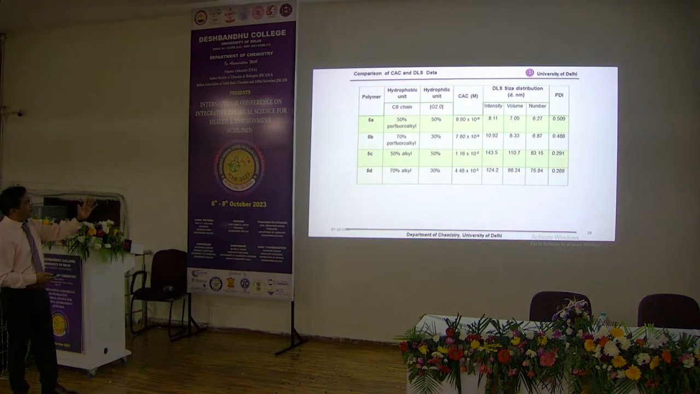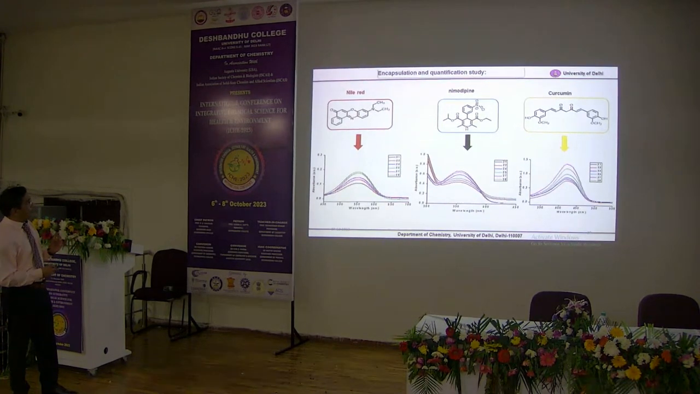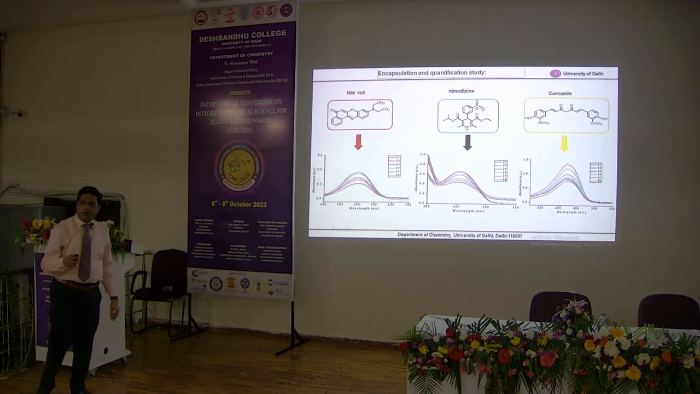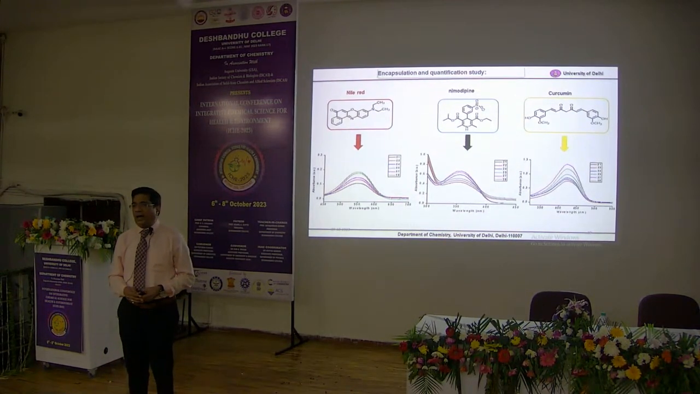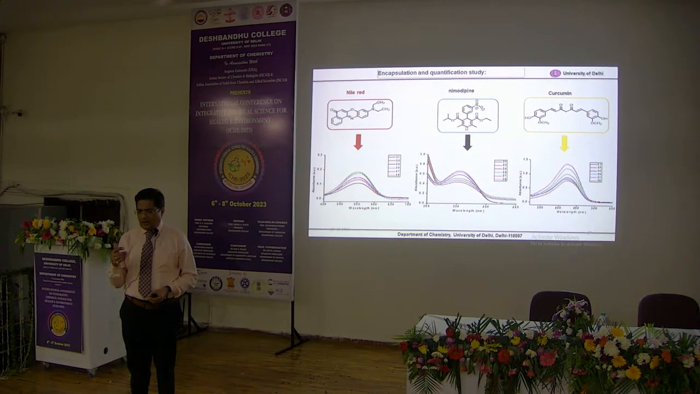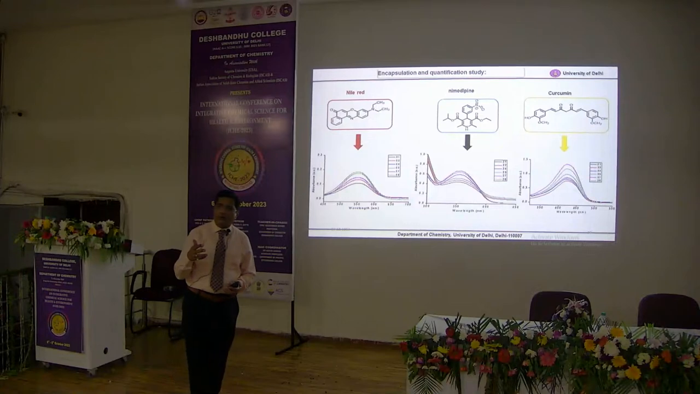And these are the other parameters. I would not like to just go into detail. So we have, besides Nile red, we have incorporated nimodipine and also curcumin. Curcumin, as you know, is a well-known compound which is present in haldi, and it has many useful purposes. And a recent study has shown that curcumin can be useful for Alzheimer's disease.